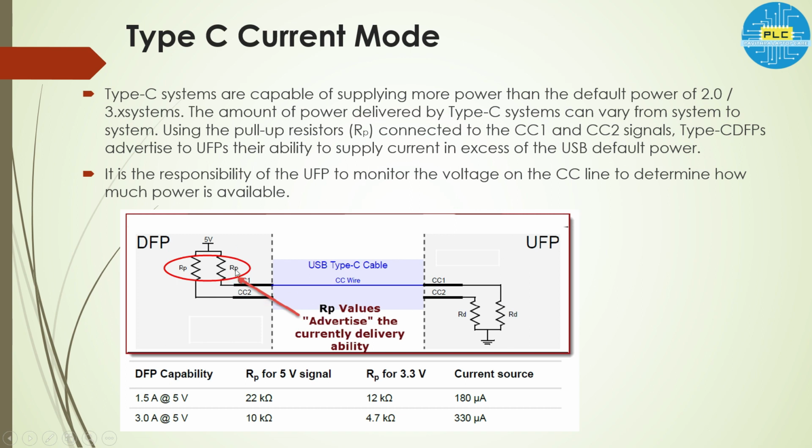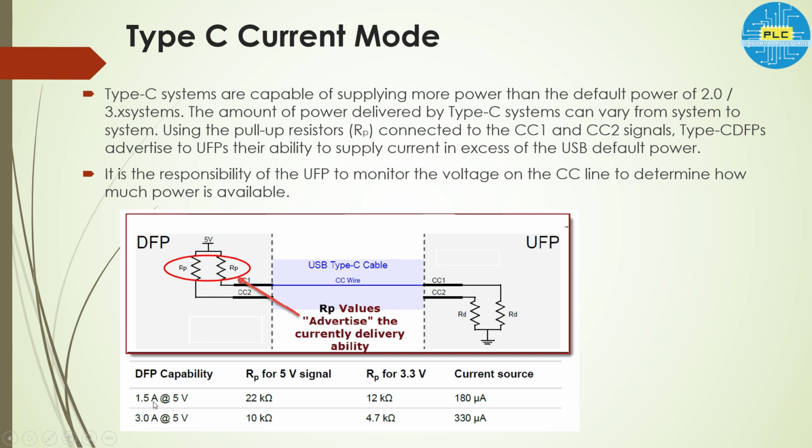See, here Rp is a pull-up and here is the pull-down. It depends on the value of Rp, the UFP will work. In this diagram, UFP, Type-C cable, CC wire, for example, we will take it as CC1 connected to the UFP side CC1. But here Rp values advertise the current delivery ability. So how much current it can deliver, this particular Rp will decide.